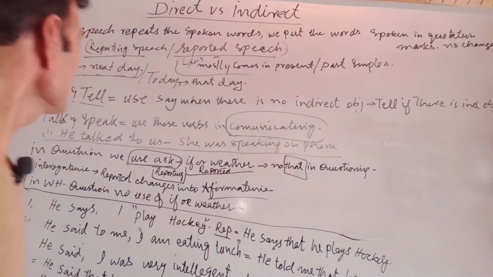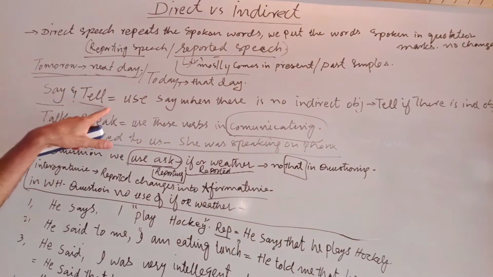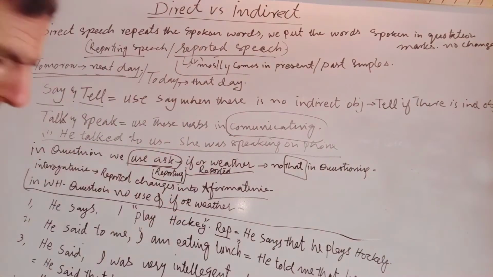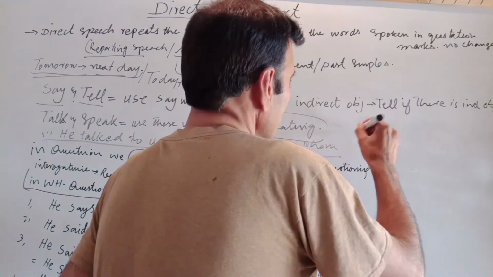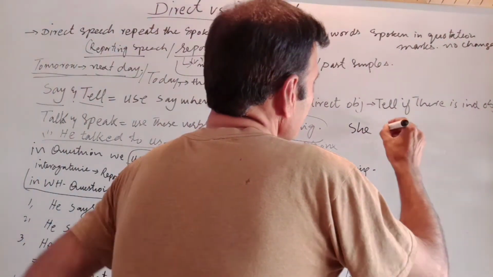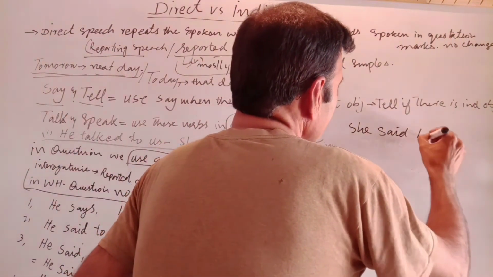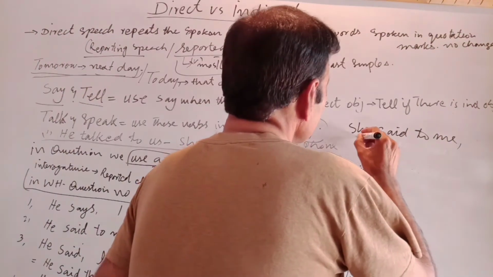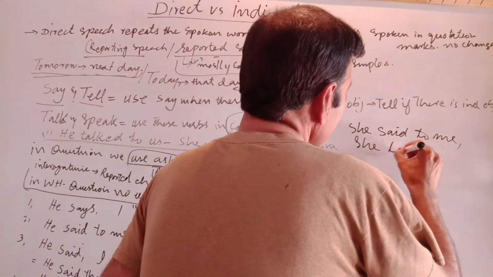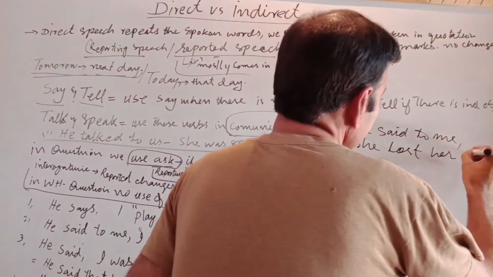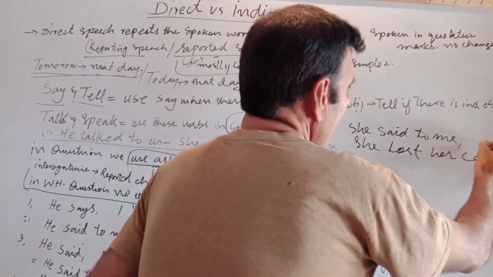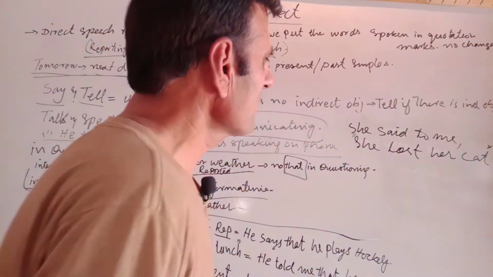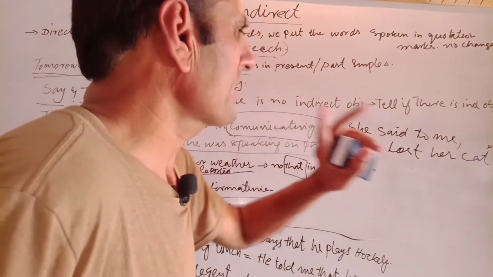Okay. The other thing is say and tell. Use say when there is no indirect object, tell if there is. Now see here, she said to me, she lost her cat.